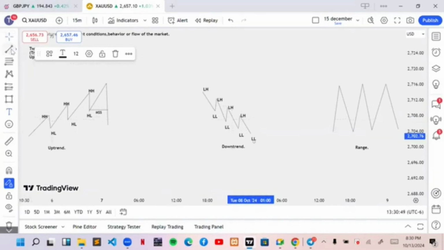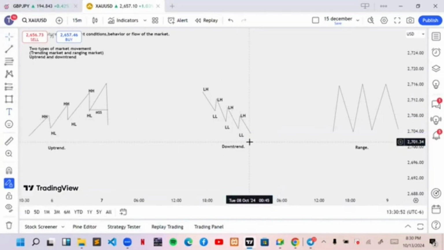But in a situation where market now does something like this, so you know this is the last lower low here, and the market does something like this.